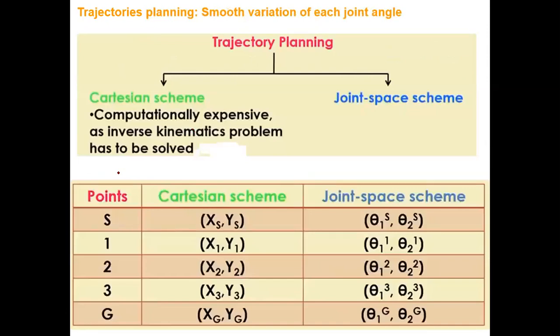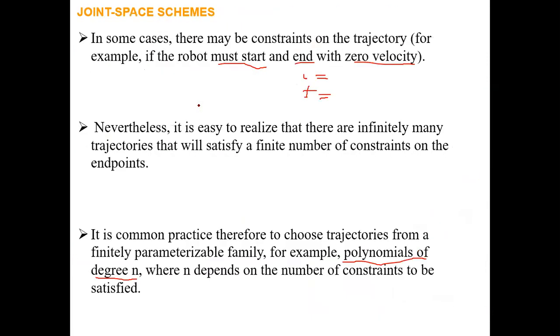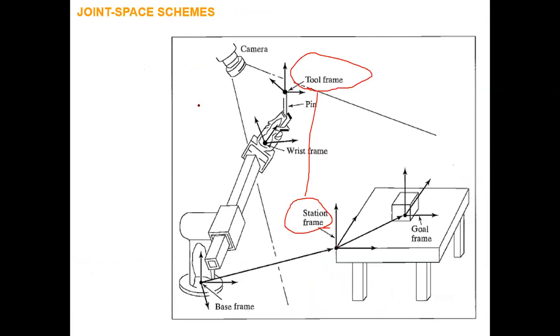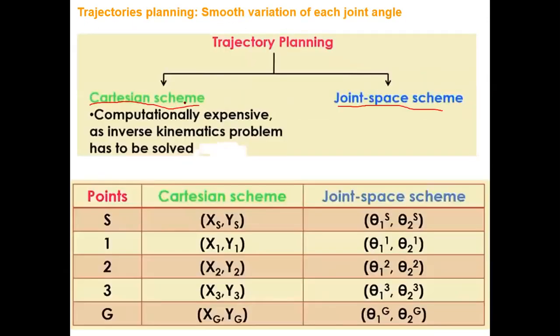All right. Now this trajectory planning could be done in 2 ways. One is the joint space scheme. The other one is the Cartesian scheme. Remember when we did the tool frame? So how do you represent the position of the tool frame? In the Cartesian scheme, we can represent it by x, y.